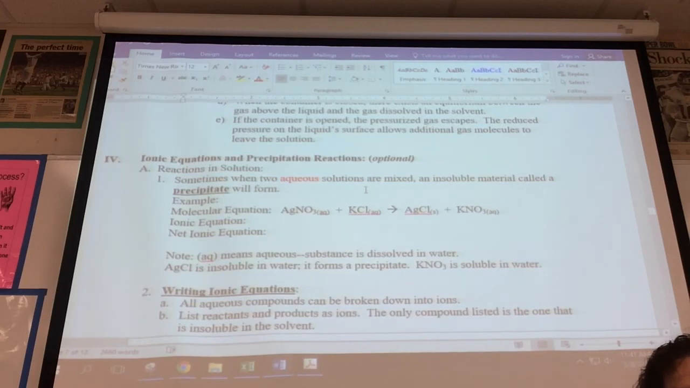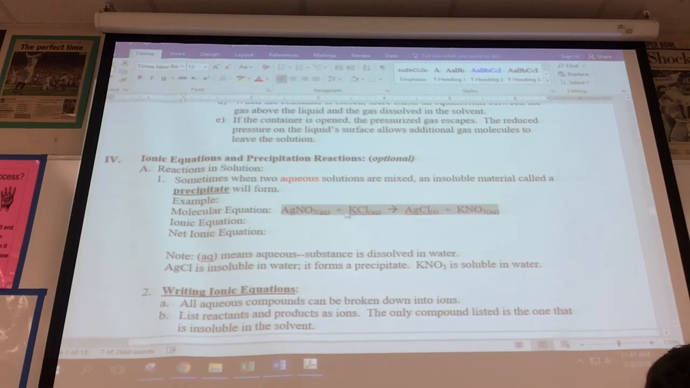Certain double replacement reactions will generate a precipitate. A precipitate is a substance that doesn't dissolve in water. It's insoluble. It is a solid. The molecular equation you would be able to write if I told you silver nitrate and potassium chloride, both of which are aqueous, react, you would be able to generate those products because this is a double replacement reaction and you were all very strong at predicting products.